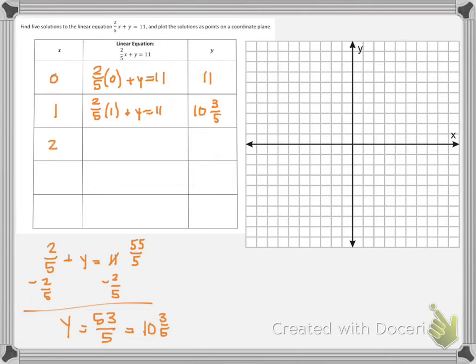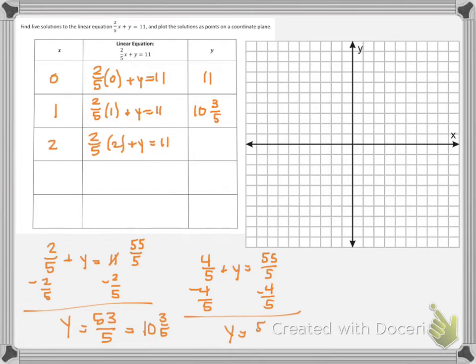If I put a 2 in, we get 2/5 times 2 plus y equals 11. And that's 4/5. So 4/5 plus y equals 55/5. And then subtract 4/5 from both sides. And we get y equals 51/5, which would be 10 and 1/5. So if x is 2, y is 10 and 1/5.